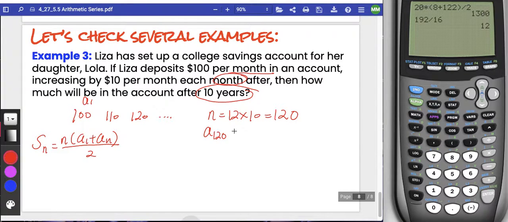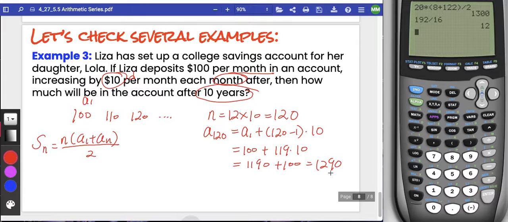So now let's work on this one. As we mentioned, we always use the explicit formula to do this. First term plus n minus 1 times d. In this case, d is our increase by $10 each month, right? So we just plug in this. And this is going to be 119 times 10. And this is going to be 1190 plus 100 is 1290. So this is our a120 now. We just plug in here. Since we have 120 terms, it's going to be 120, and then the first term 100 plus this, then divided by 2.